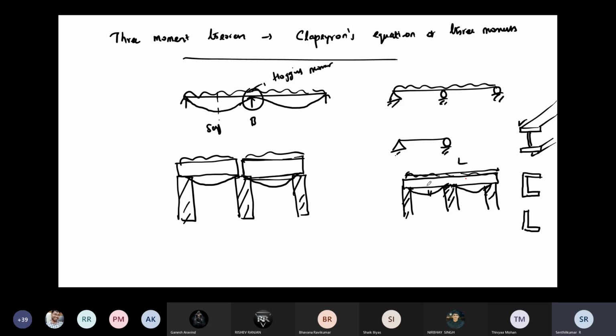But here, the same beam is continuous throughout the two bays. This is one bay, this is another bay. When applying the load, it will try to bend like that. So in the mid of the support, you can feel the beam's top fiber subjected to tension and the bottom fiber to compression. This is called a continuous beam.